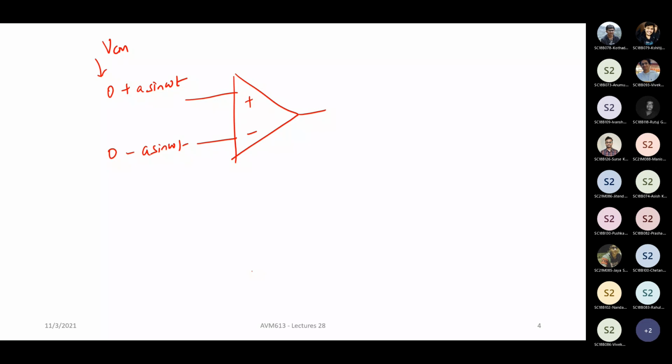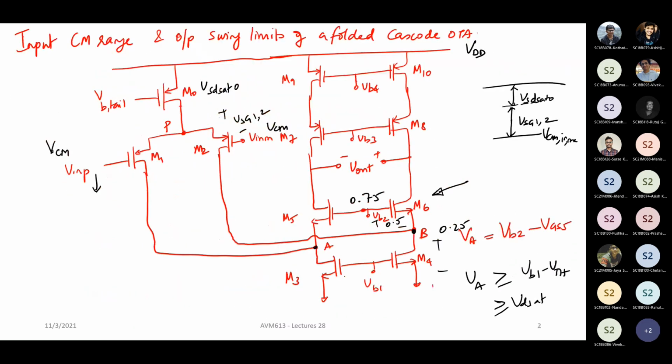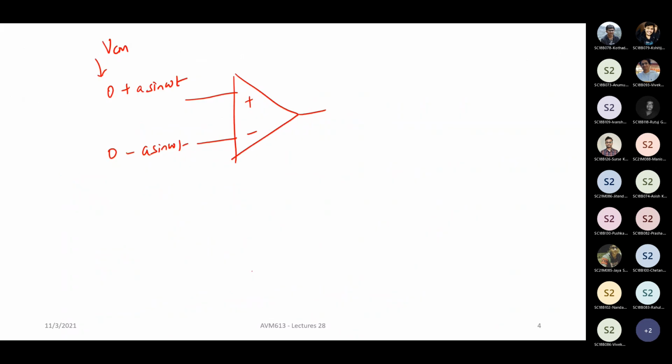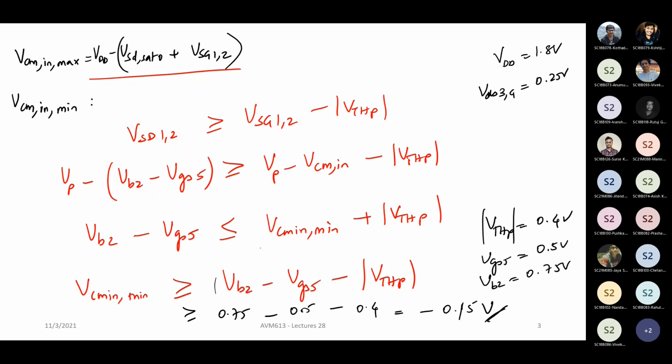It will still work if you have a PMOS input pair, a PMOS input pair based folded cascode op amp. It only has an upper limit, where your input common mode voltage should be less than a certain value, which is given by this particular value. But on the lower side, the input common mode voltage can even go down to minus 0.15 or minus A sin omega t. Understood? Because that is the property of folded cascode op amps.